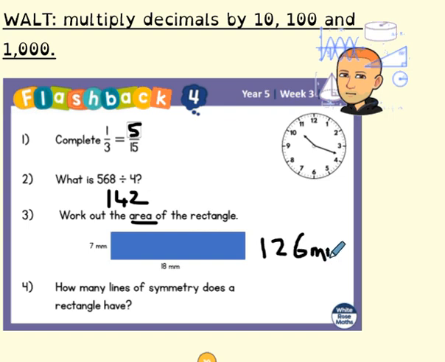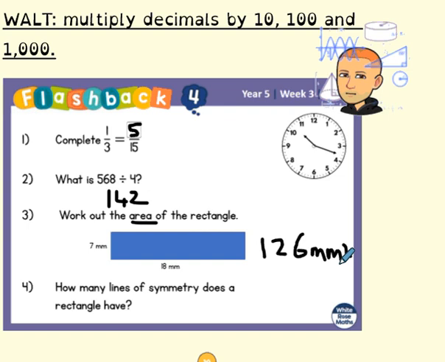And because I'm using area, I'm using my unit of measure squared. So it would be 126 millimeters squared. We're going to look at area and perimeter over the next couple of lessons. So if you're still a bit unsure with that, don't worry, we're going to come to it, as I say, over the next couple of lessons.